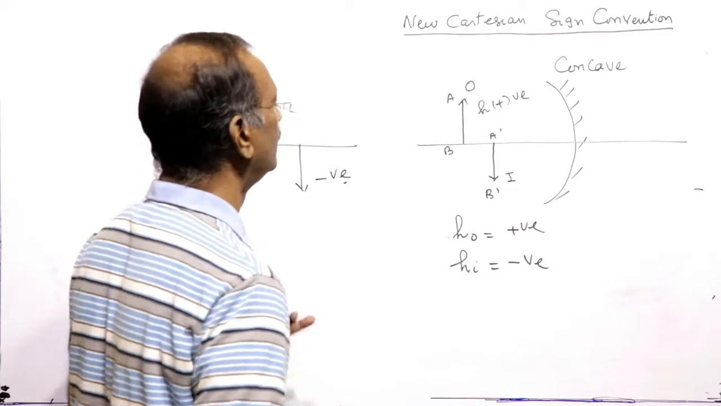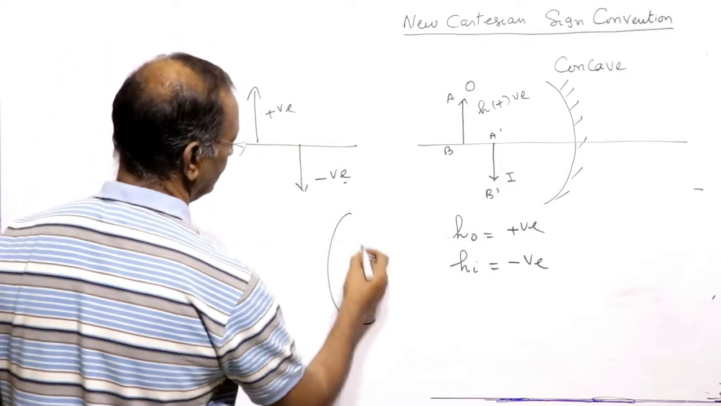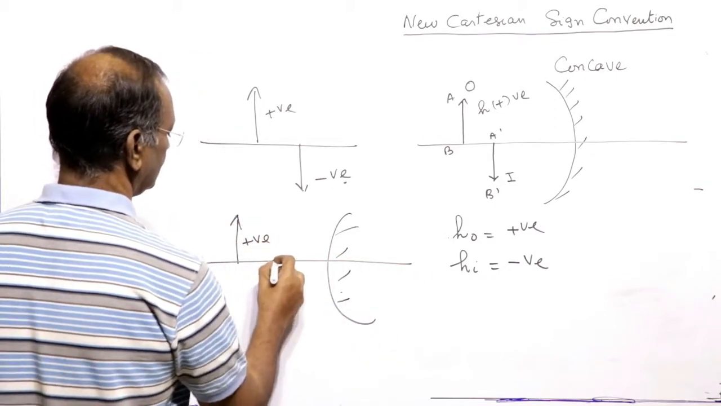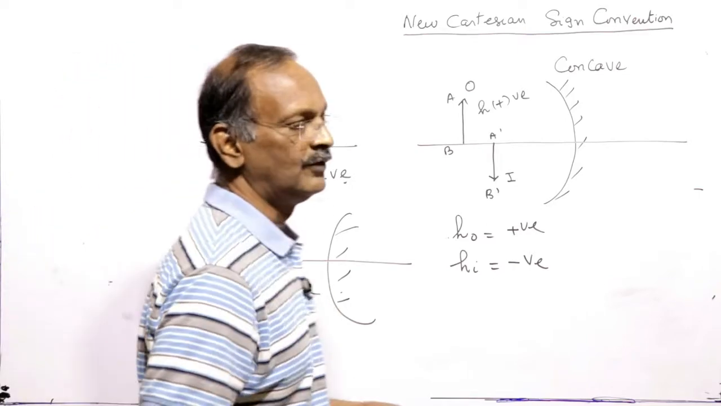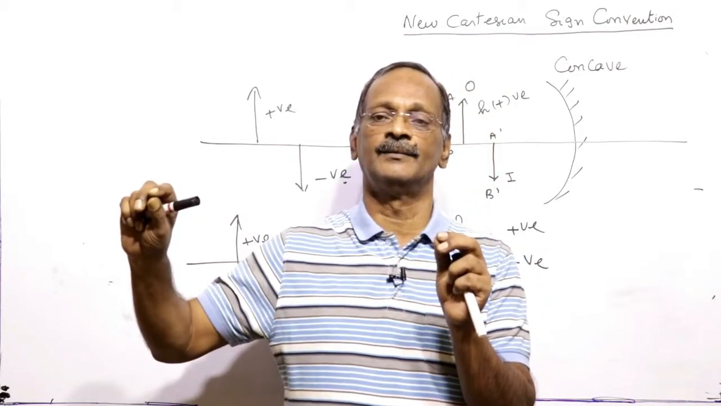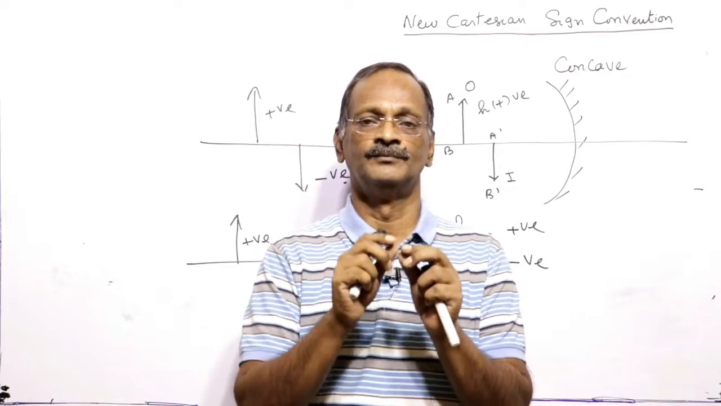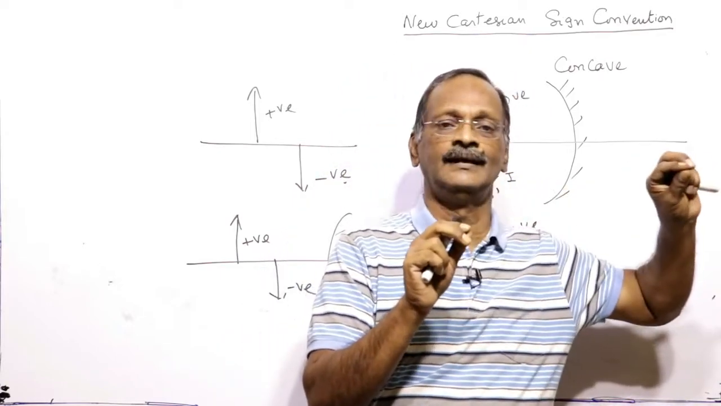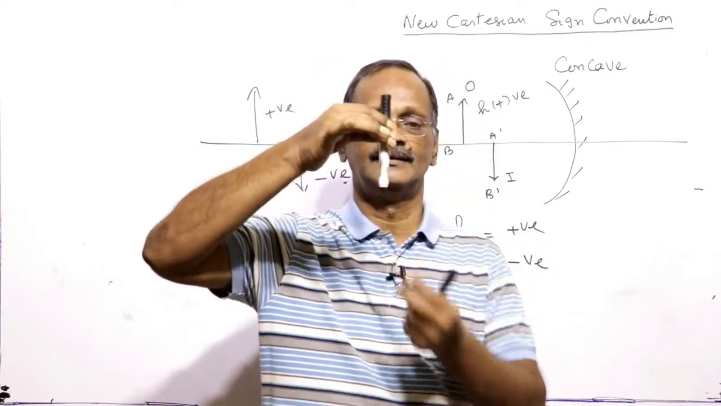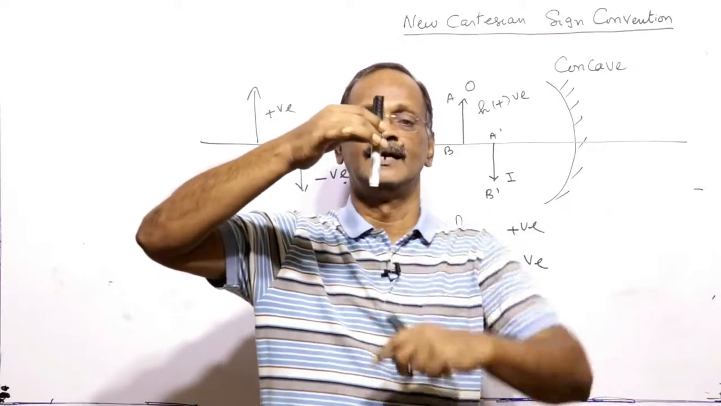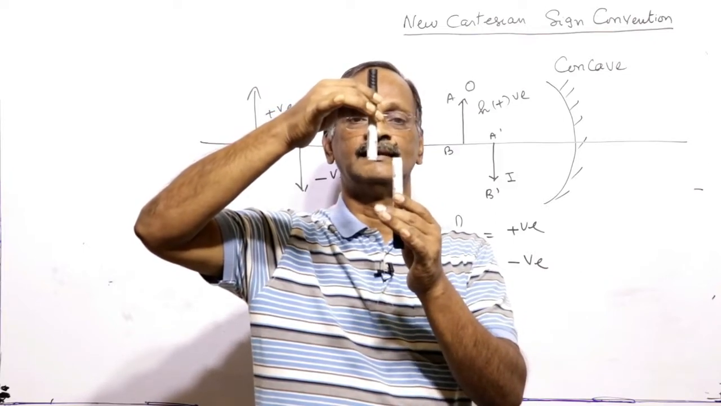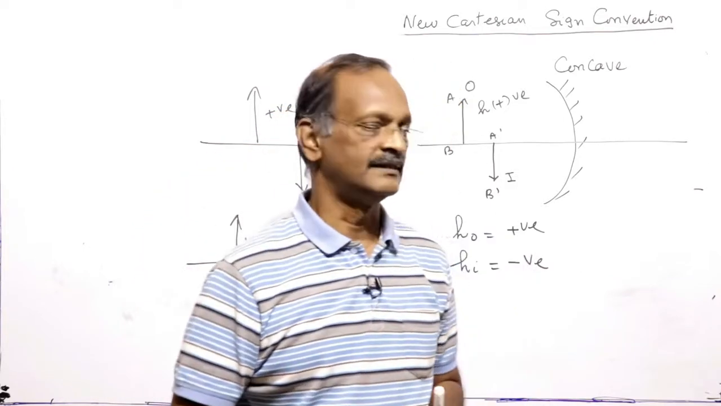So this is the case of the concave mirror. Convex is also the same. This is convex. So this height is positive. This height is negative. In general, for measuring distance from the pole, coming against the ray direction, the distance is negative. From the pole, if you are coming along the direction of the ray, that distance is positive. Same way for height, measured from the principal axis, above the principal axis vertically upward is positive, and vertically downward is negative. This is the new Cartesian sign convention.